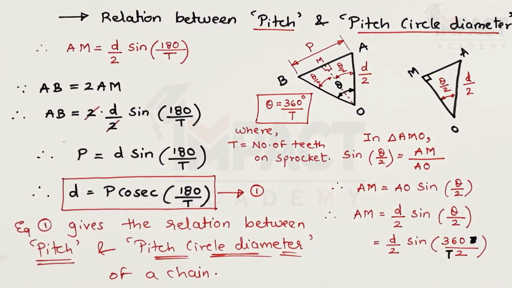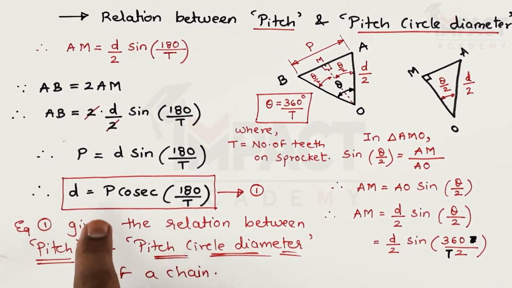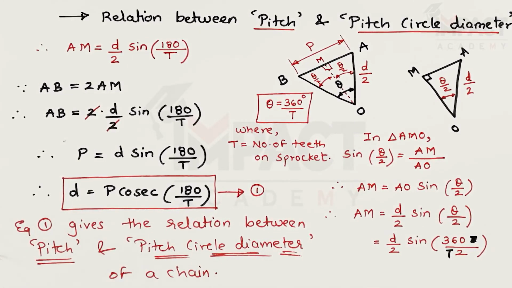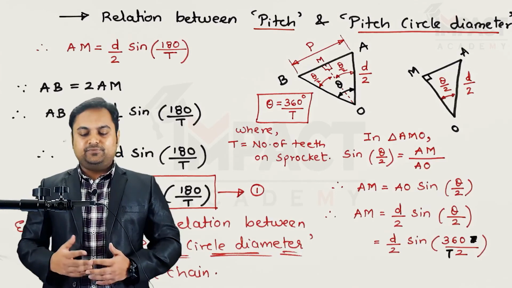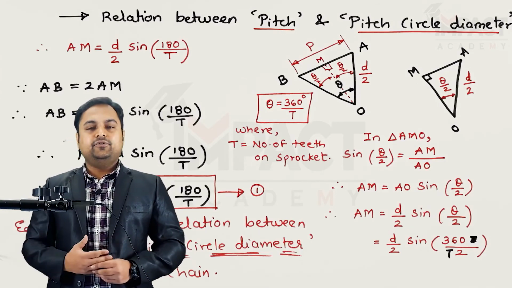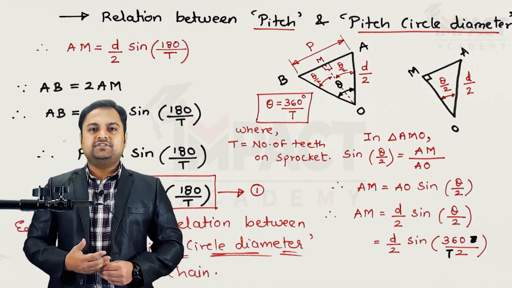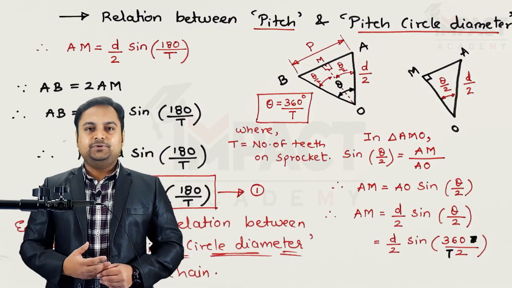So we can easily say that the pitch circle diameter is P into cosec 180 divided by T, where T indicates the number of teeth on the sprocket. So that was it from this video. In the further videos we are going to see some more relations and some more problems related to chain drives.